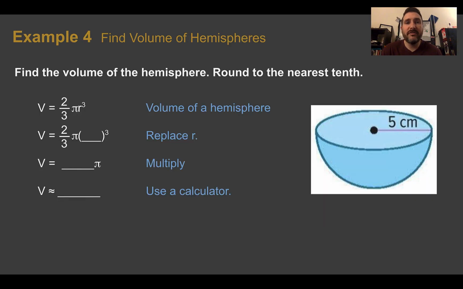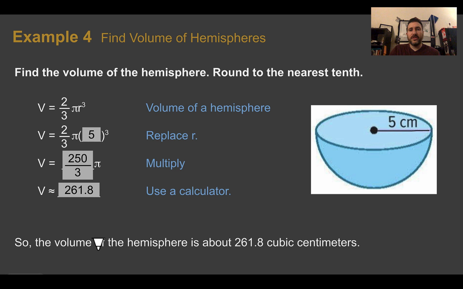Example 4. Find the volume of hemispheres. So find the volume of this hemisphere, round to the nearest tenth. This time we have 2/3 pi r cubed. Our radius is given to us with 5, so plug it in. Just like before, multiply it out. We end up with 250 thirds pi. Using our calculator, we end up with 261.8. So the volume of this hemisphere is about 261.8 cubic centimeters.